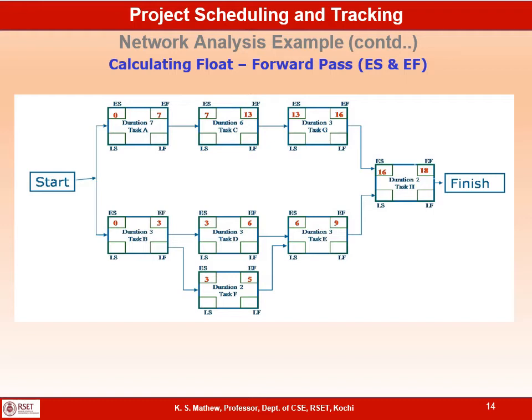Now let us look at task B. Task B doesn't depend on any other activity, so it can be started as soon as the project starts. Project start is considered as 0. So the early start of B is 0, and the duration of B is 3. So the early finish of B is 3, and the early start of task D is 3, and the duration of D is 3. So the early finish of D is 6.